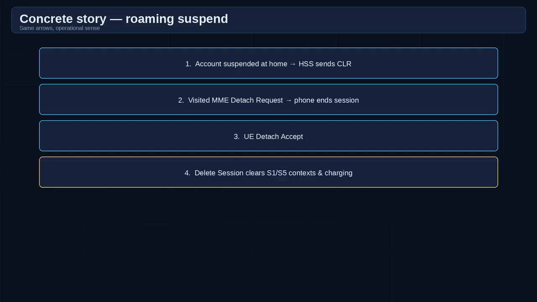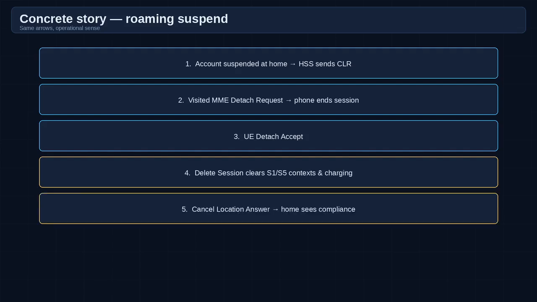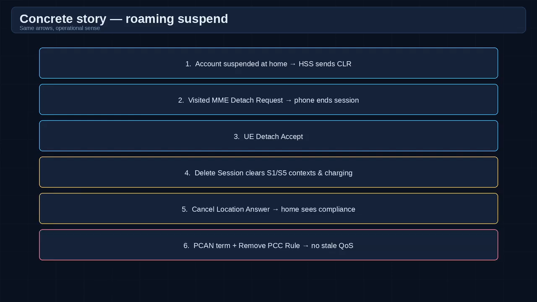Delete session clears S1 and S5 related contexts so the visited gateways stop carrying and charging that user. Cancel location answer tells home the serving side complied. Policy teardown drops PCC rules so a stale quality of service profile cannot resurrect itself on a fluke reattach. At the bottom of the chart, the released banners are the visited network's proof it no longer owes that subscriber a path. Same arrows you already know, now glued to a person, a roam, and a business reason. That is how the abstract swim lane becomes operational sense.